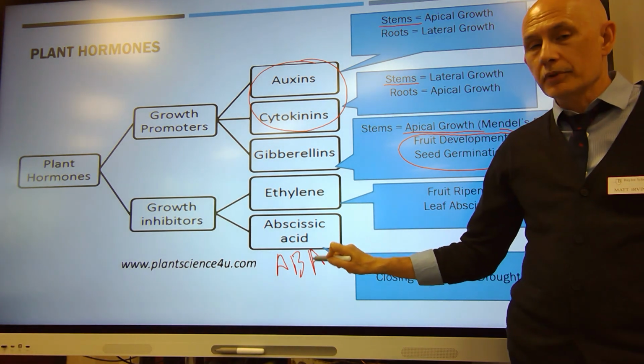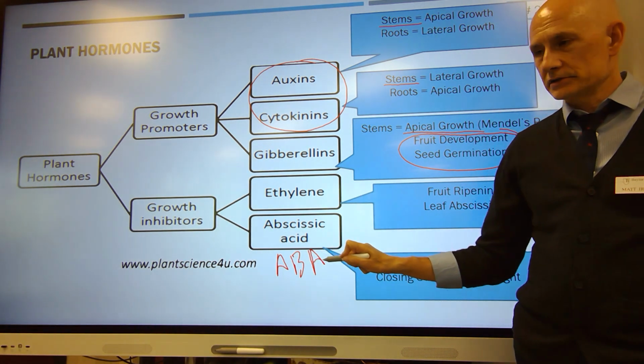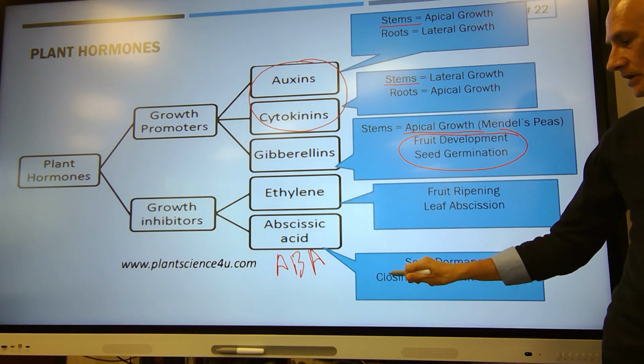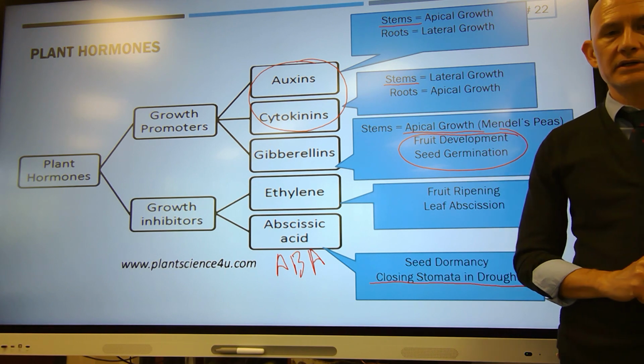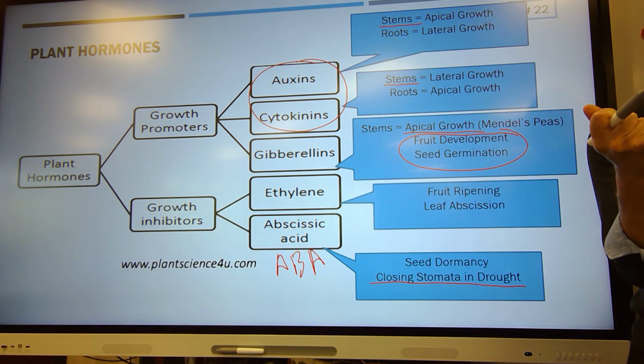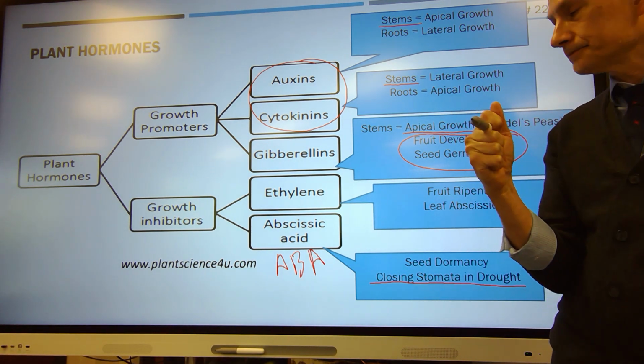And that is going to block cell activities, so this happens for seed dormancy. When it is very dry, ABA gets secreted to cause the stomata to close to block transpiration.